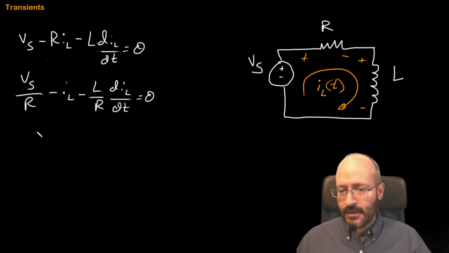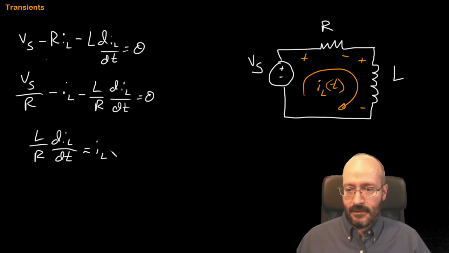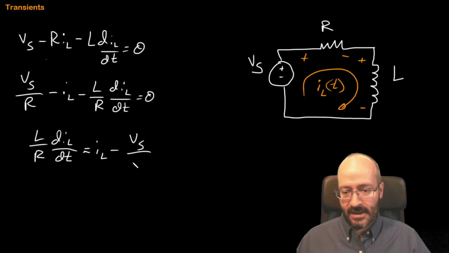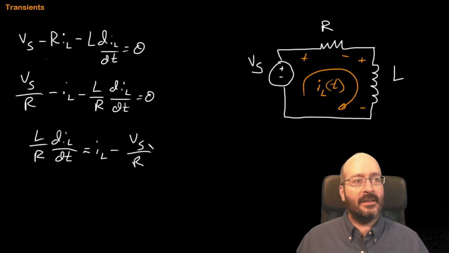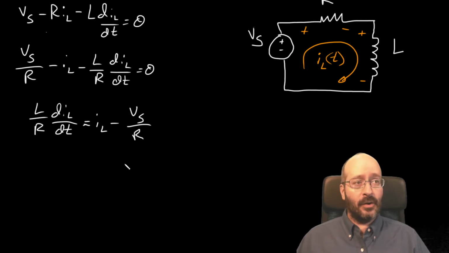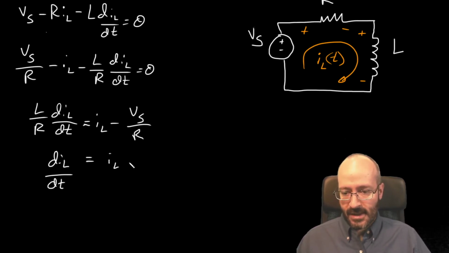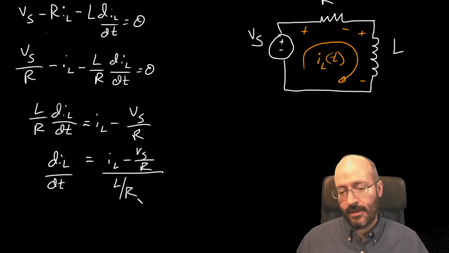I'm going to pull IL over. So let me get this term over here on the left side, since that's going to stay. IL is going to move over and become positive IL. And Vs over R is going to move over, and that's going to be negative. Okay, so that gets us part of the way there. What do we got to do here? We got to bring L over R down. And we're going to get IL minus Vs over R. And we're going to bring L over R down that way.